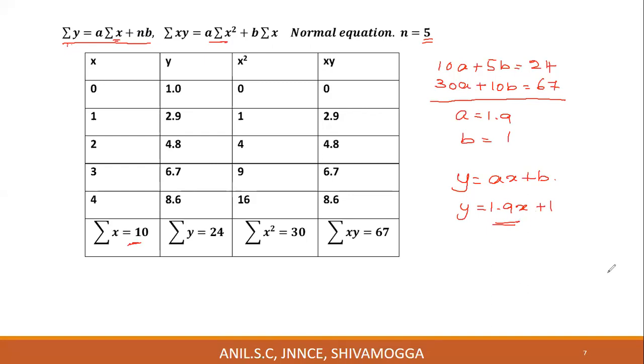You can verify the result also. You will not get exact values, but you get approximate values. When x is equal to 0, y is equal to 1. When x is equal to 1, y is equal to 1.9 plus 1, 2.9. When x is equal to 2, 1.9 into 2 plus 1. You can verify like that. Sometimes you get exact values of y, sometimes nearest values of y.